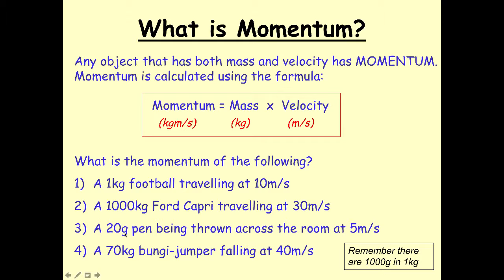Now this one here, be careful. A 20-gram pen being thrown across the room at 5 meters per second. Not that I hope you'd throw a pen across the room, but there we are. You've got to convert this into kilograms, so that'd be 0.02 kilograms. Make sure you do that times 5. The last one's nice and easy: 70 kilograms times 40 gives you the momentum.